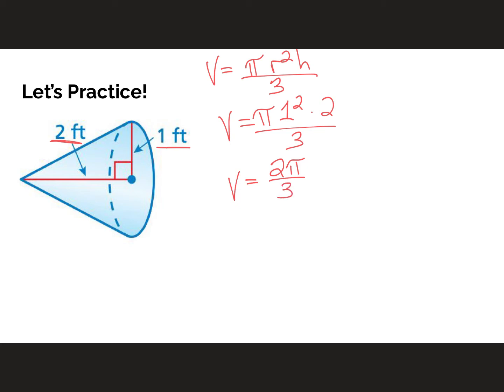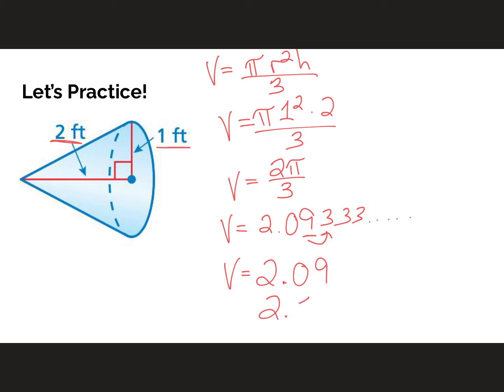Again, I'm going to estimate pi to be 3.14. So I'm going to put into my calculator 2 times 3.14 divided by 3. And then that's going to give me something that tells me the volume is 2.09333, and the 3's go on forever. So if I'm rounding to the nearest hundredth, that's that place. The number after that is a 3, so this just becomes 2.09. If I'm rounding to the nearest tenth, it would be 2.1. Just depends what they ask you to round to.